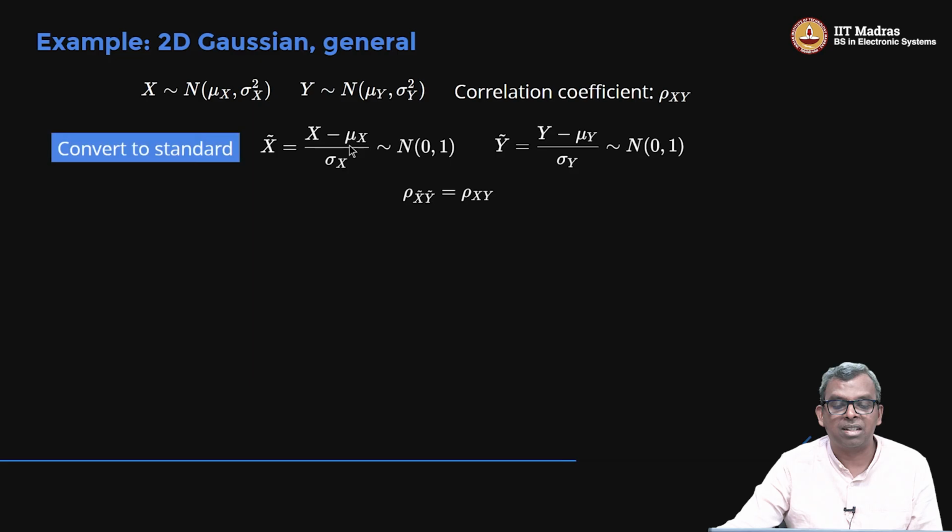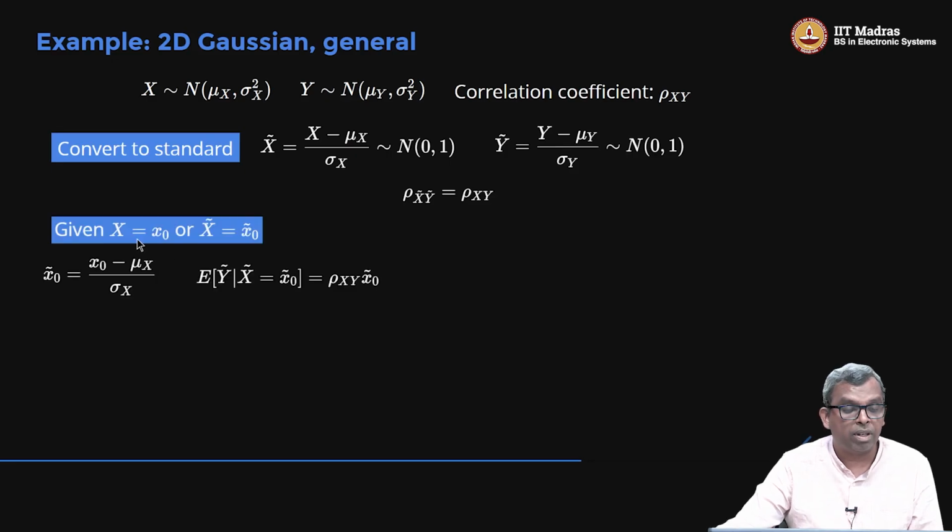You go to x tilde, which is (x minus mu x) by sigma x, and y tilde is (y minus mu y) by sigma y. Both are normal 0, 1, and the rho remains the same, right? The correlation coefficient remains the same. When you do linear operations like this, it doesn't change. Okay. So given x equals x naught, or x tilde equals x 0 tilde. What is x 0 tilde? It is (x 0 minus mu x) by sigma x.